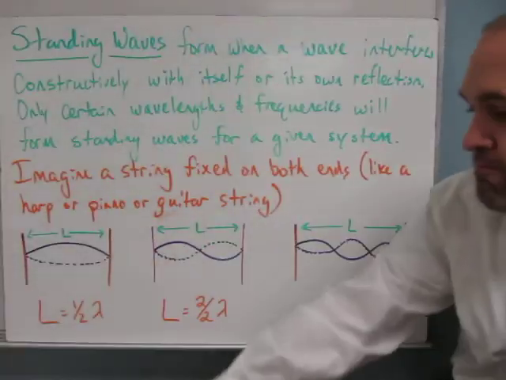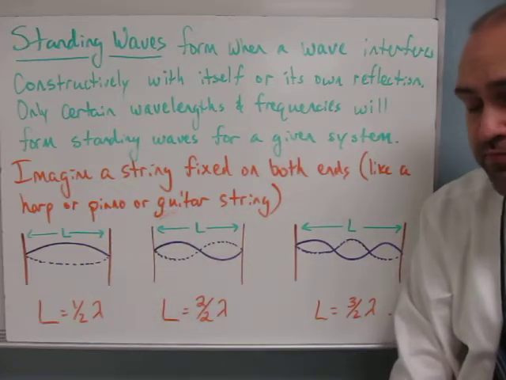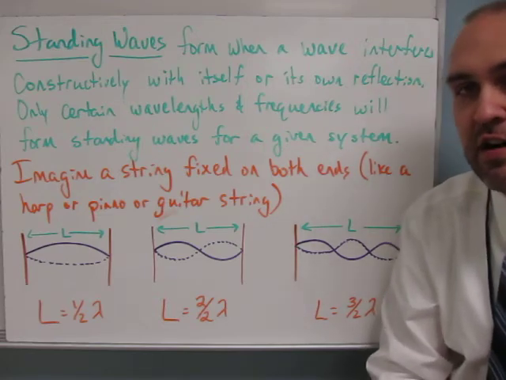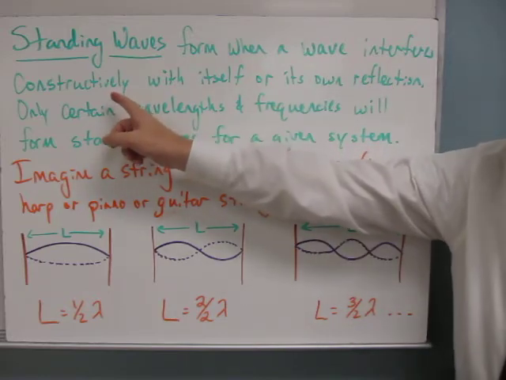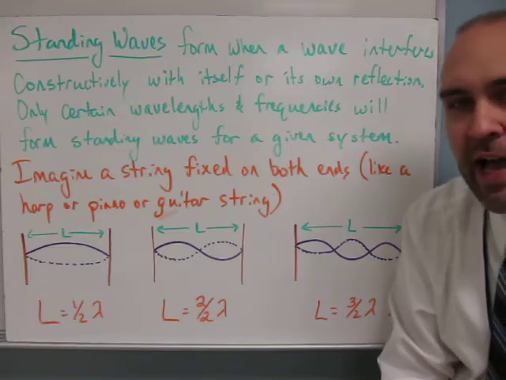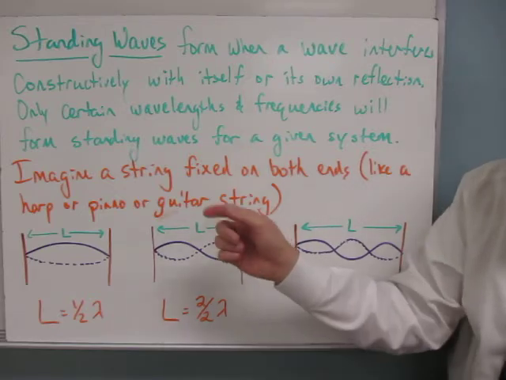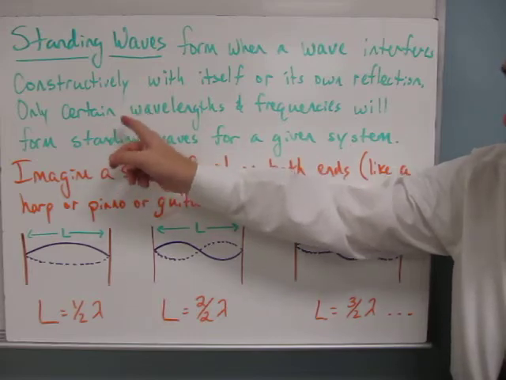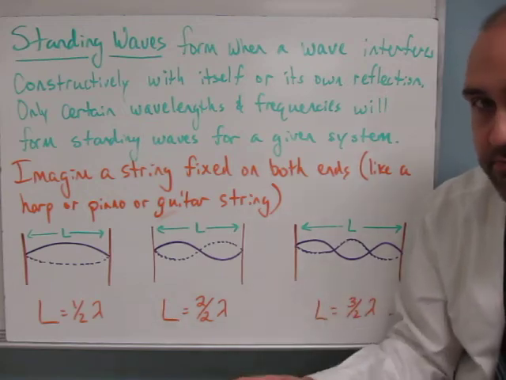Pretty fascinating stuff. Okay, last bit for this video is what's called a standing wave. Standing waves are formed because of wave interference, but they're a special kind of interference. They form when a wave interferes constructively with itself or its own reflection. Now, how does that happen? How do you interfere with yourself, or with your own reflection? Well, I'll give you some examples in a moment. But the important part to remember is that it's a constructive interference, and only certain wavelengths and only certain frequencies will form standing waves for any given system.